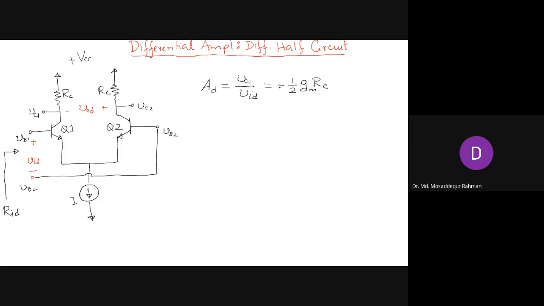from single ended output, and the gain is minus half gmRC. And if we take the output from the other collector, collector 2, then the gain is the same but positive, plus half gmRC. And we can take the output differentially between these two collectors, and that will be called VOD by VID. That will be twice the gain of the single ended output gains, so that will be gmRC.